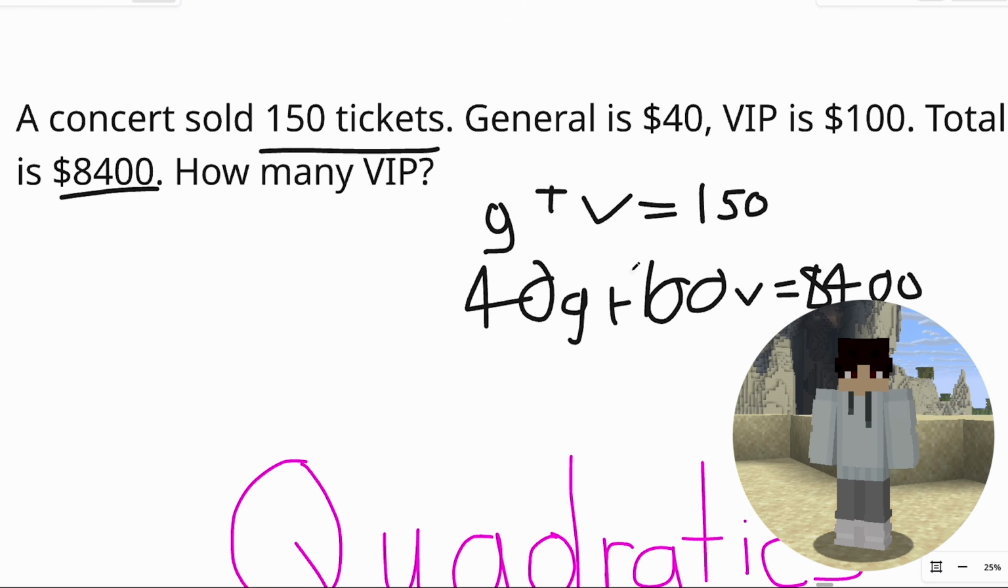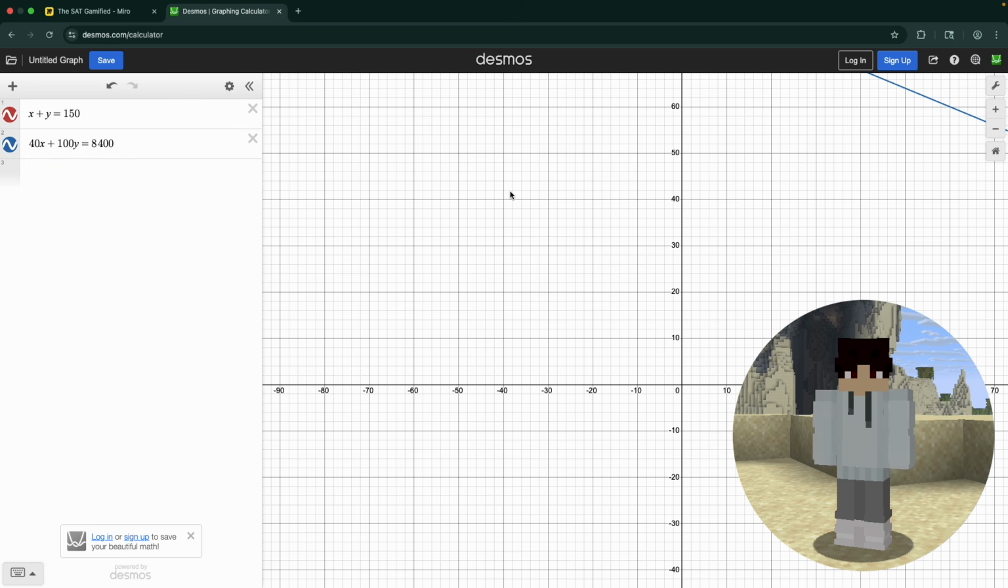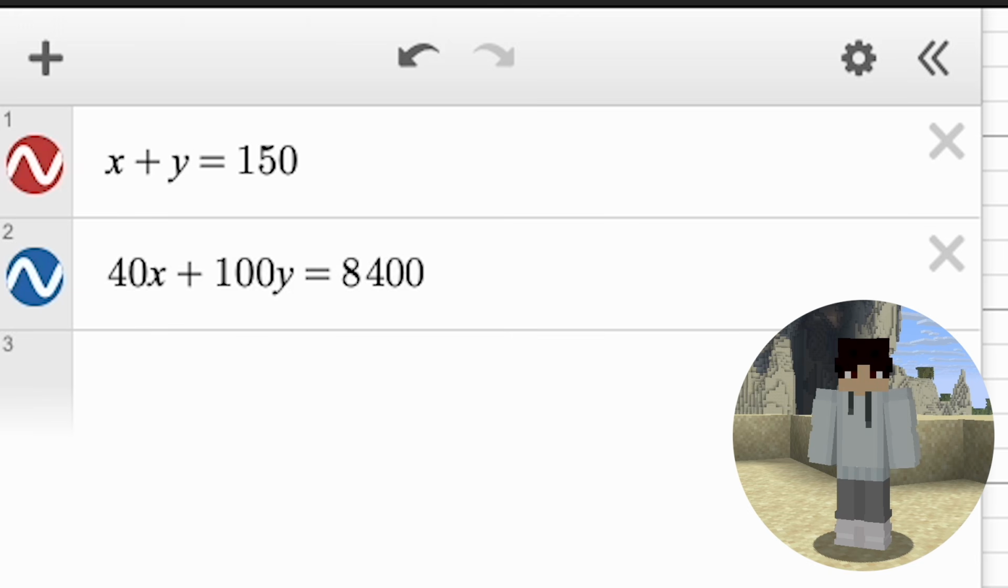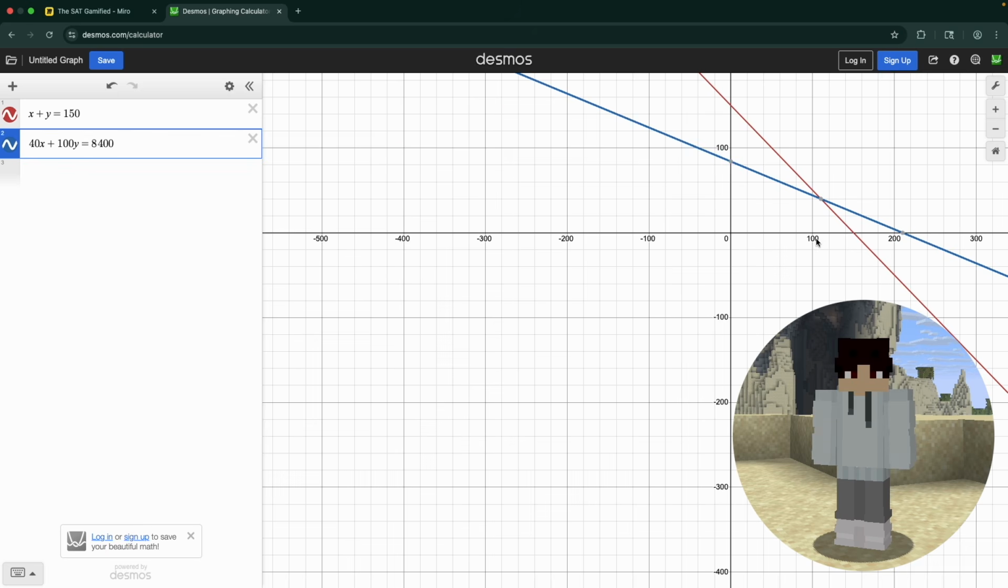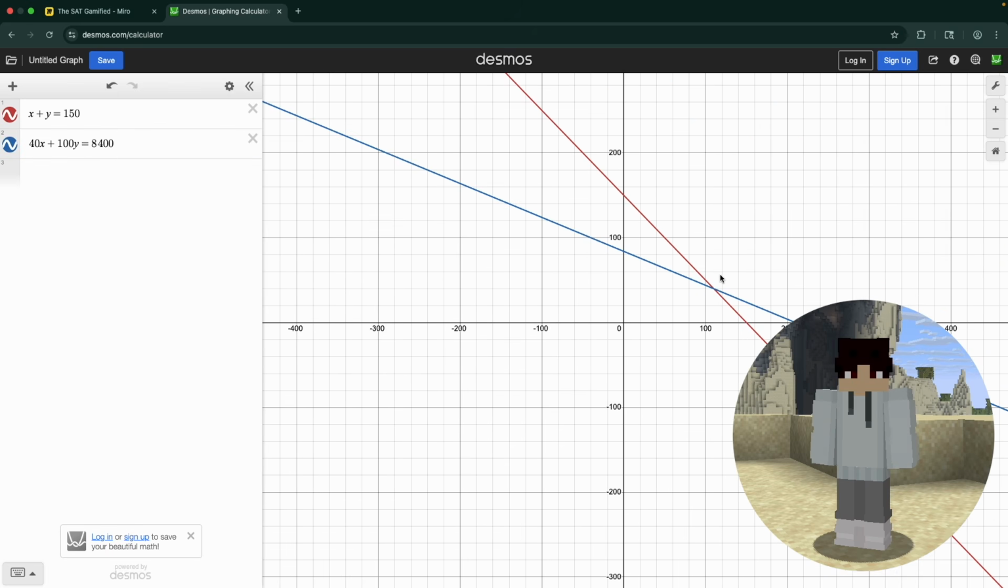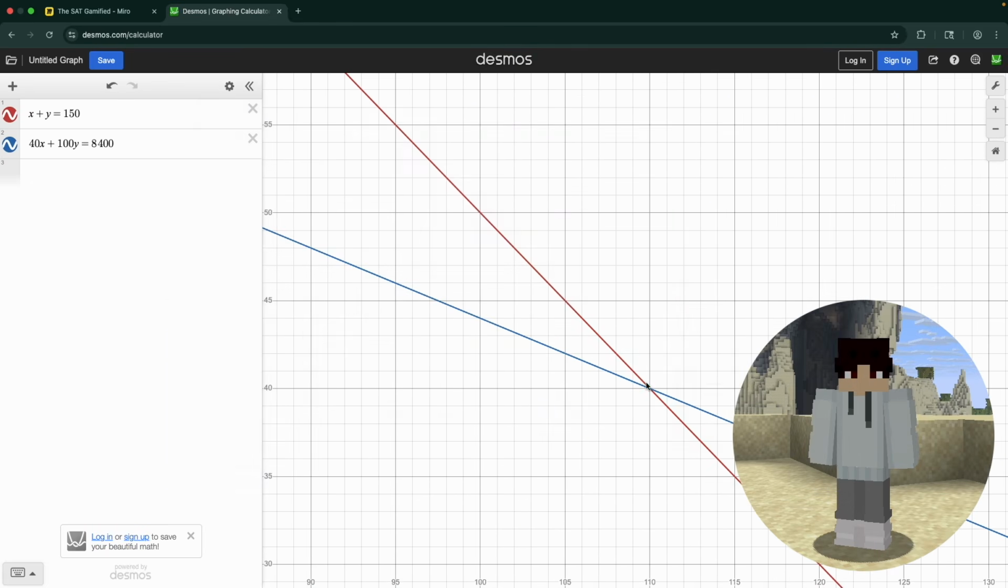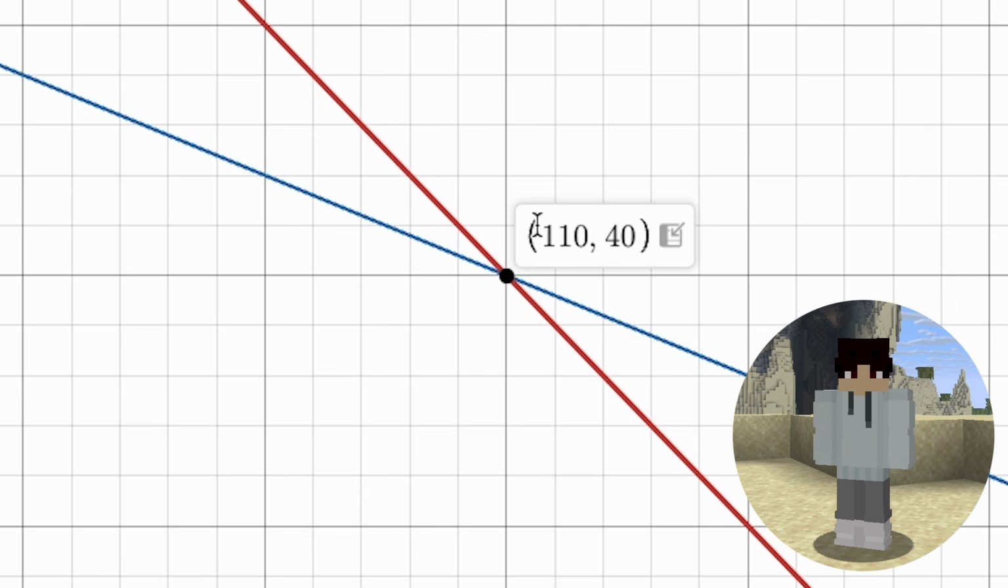Now let's put it into Desmos and actually solve it. All right, I put it into Desmos like this. I had to change the variables to x and y because that's what you have to do in Desmos. If you don't understand why I had to do that, watch my Desmos video. What are you even doing at this point? But anyways, the answer here would be 110, 40.